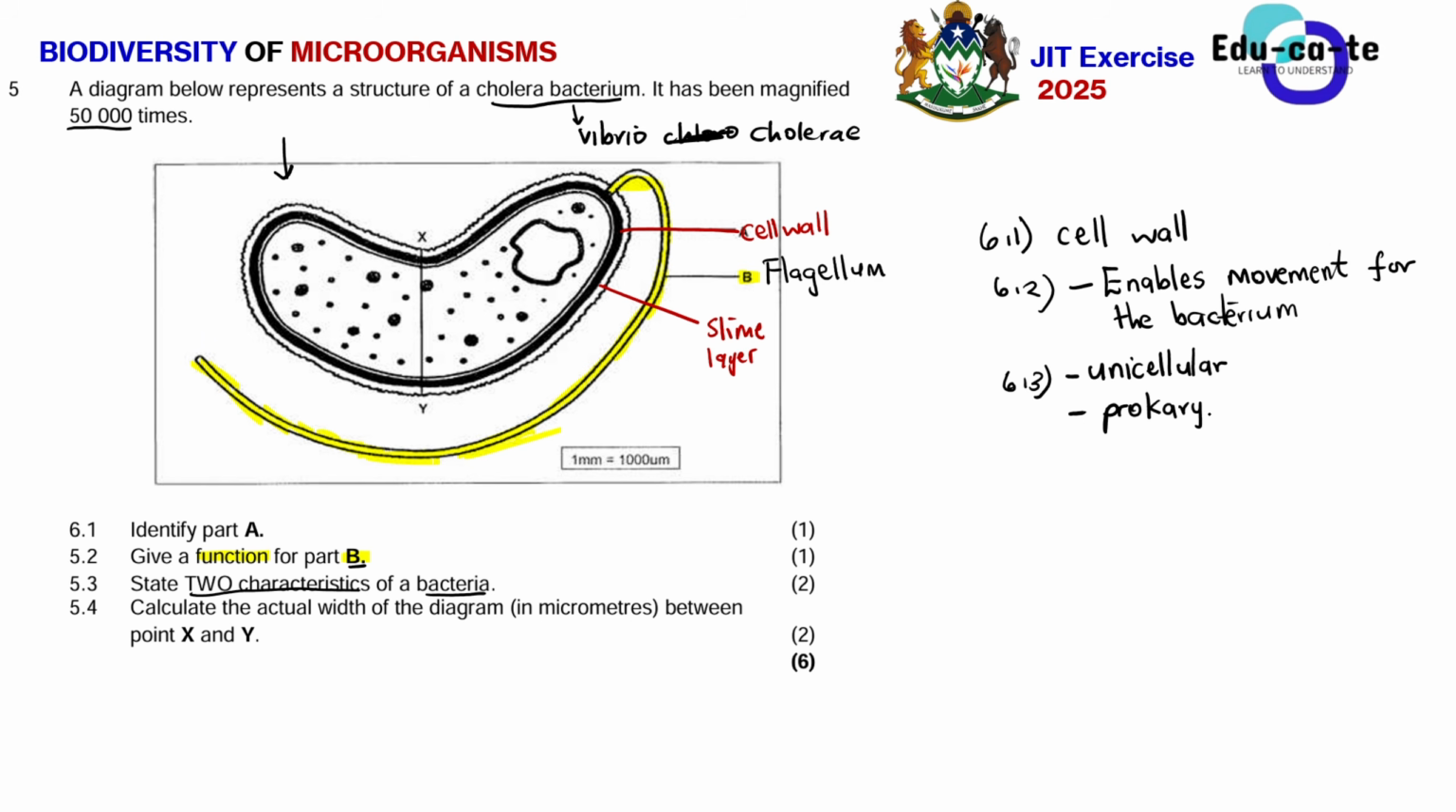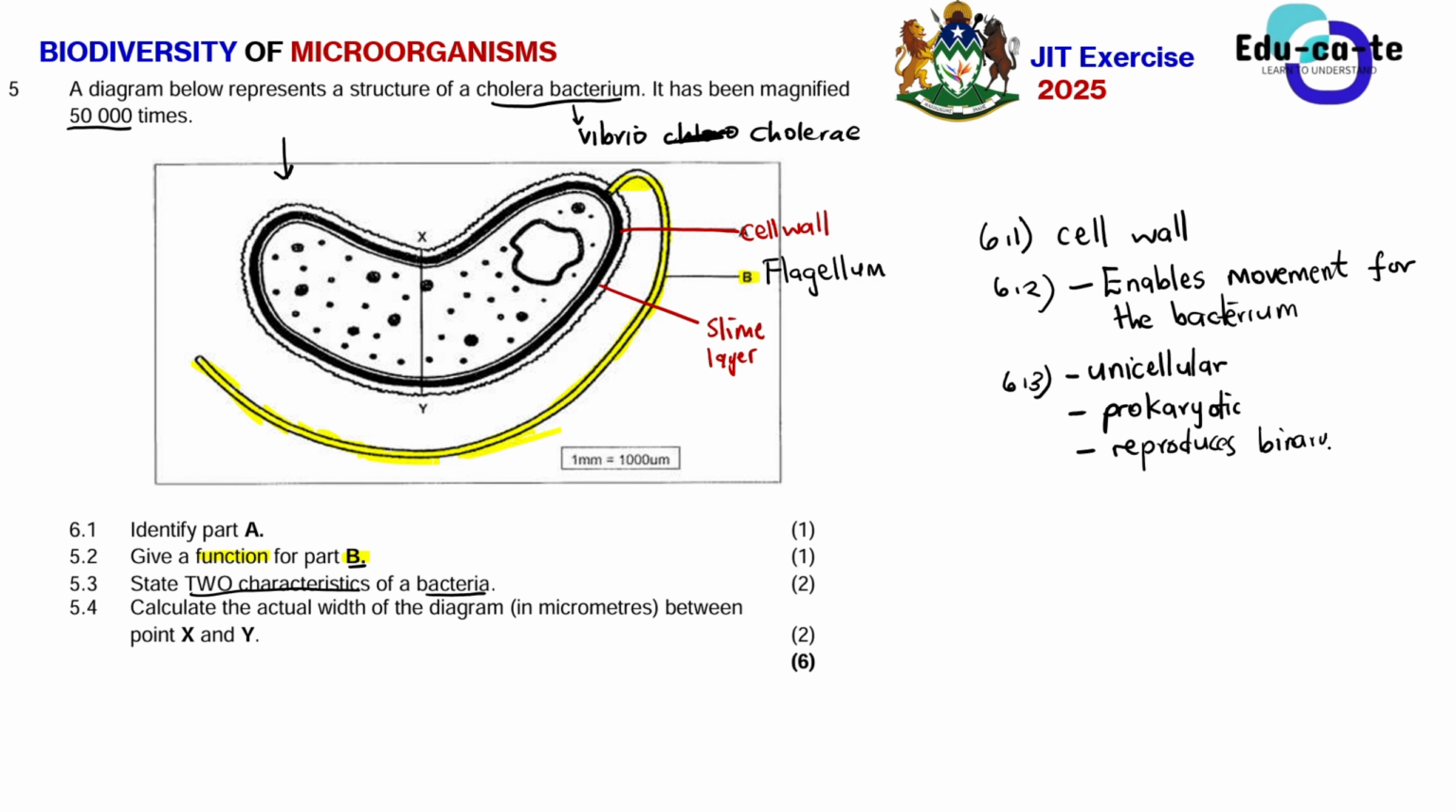It is prokaryotic. You can talk about the reproduction of a bacterium. Remember that the bacterium reproduces via binary fission. So basically you can say that it reproduces via binary fission. All of those are characteristics.